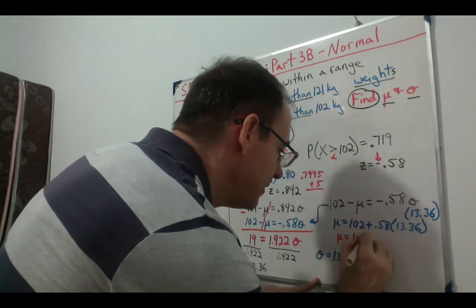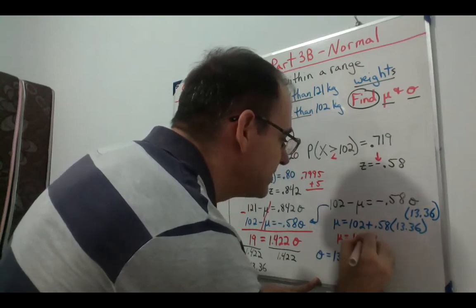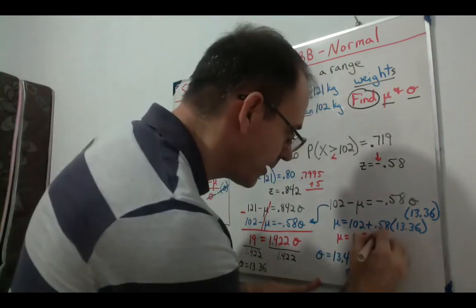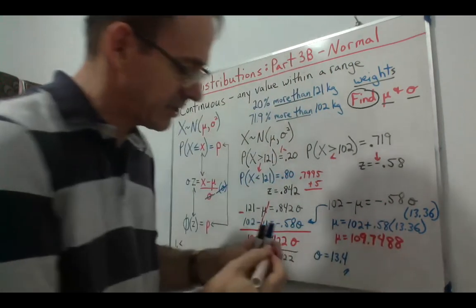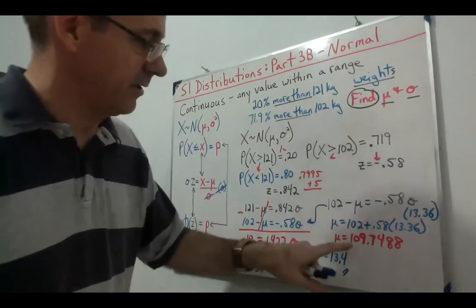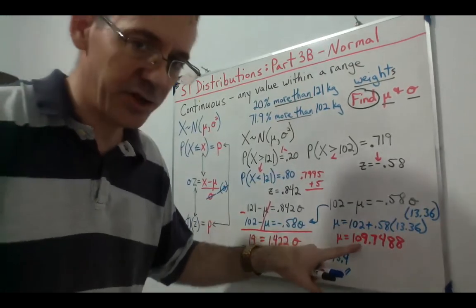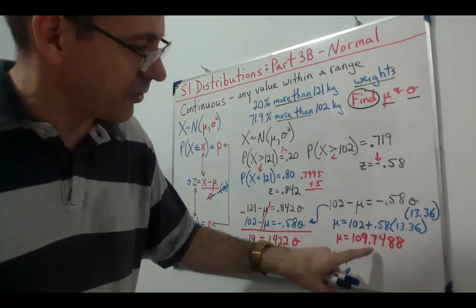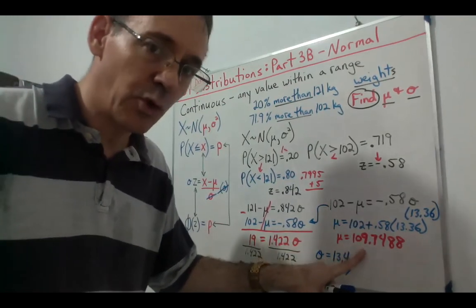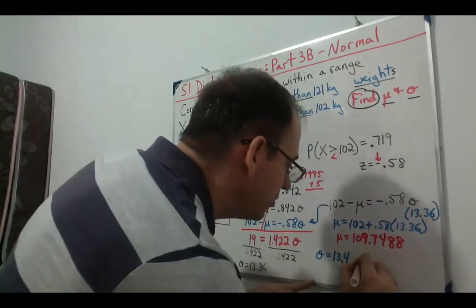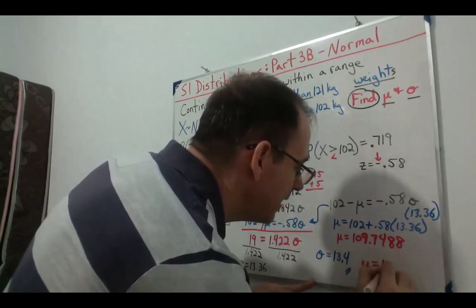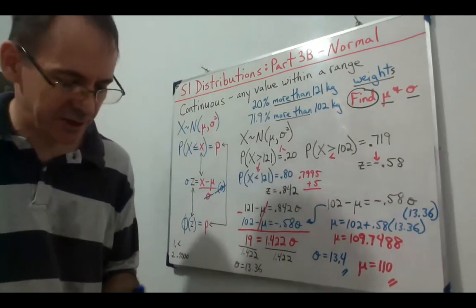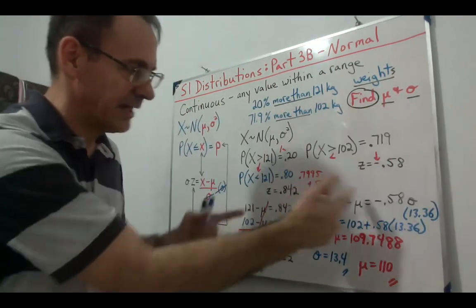equals 109.7, but actually we want 3 significant figures. So here's 1, 2, 3. Remember, zeros in the middle are always significant. 1, 0, or 1, 2, 3. So that means this 7 is going to round that up to a 110. So our mu is equal to 110. Of course, that's the 3 significant figures. These are our 2 answers, 2 variables, simultaneous equations.